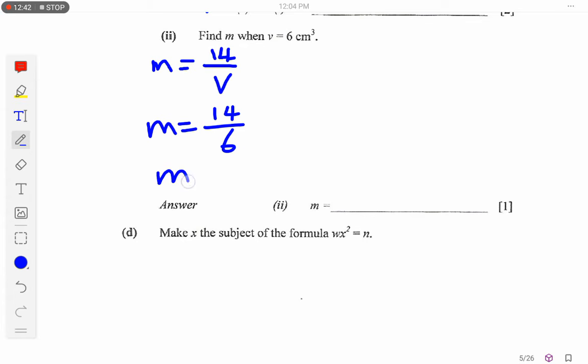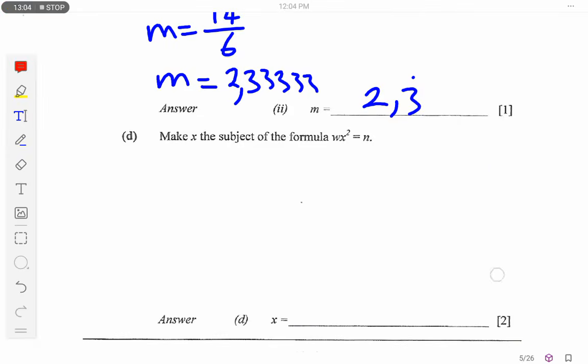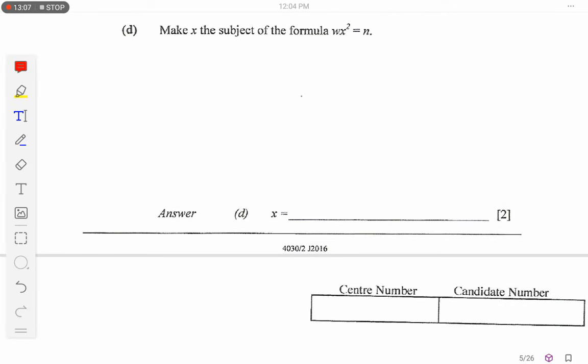So you find out our M is going to be equal to 2.3333. The 3s are going on, they are recurring. So you can even write it as M is equal to 2.3 with a dot there, meaning to say it is a recurring value. Or else, if you want, you can even write it as a fraction, 2 and a third there. Now let's make x the subject of formula for that equation.